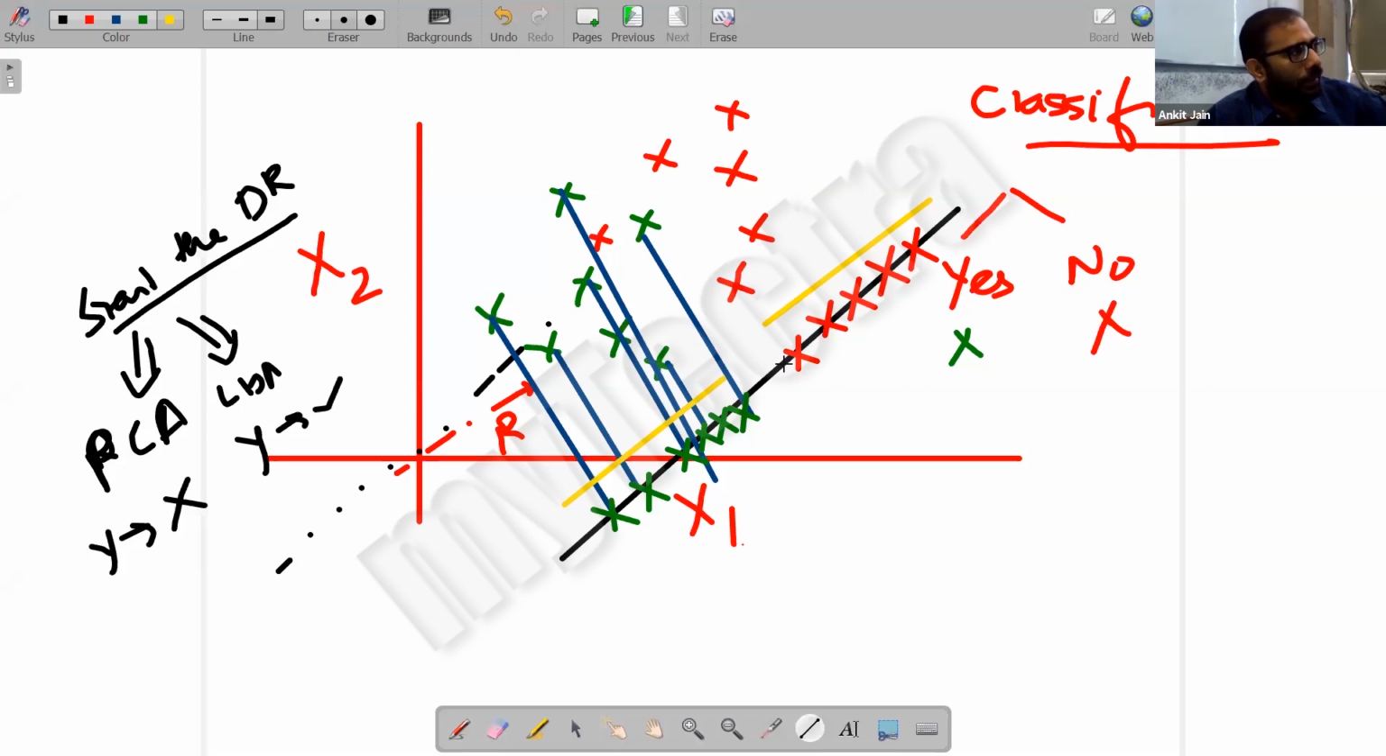So in PCA, Y information is not required. In LDA, Y information is required. Why? Because when it takes the projection of each point on one axis, in that axis, apart from the distance variance, it will also see whether it is able to differentiate the red and green dots properly. That is what LDA is. Is it clear or not?